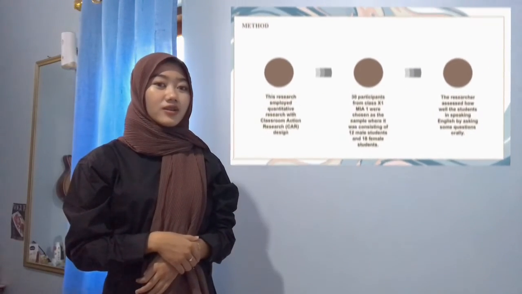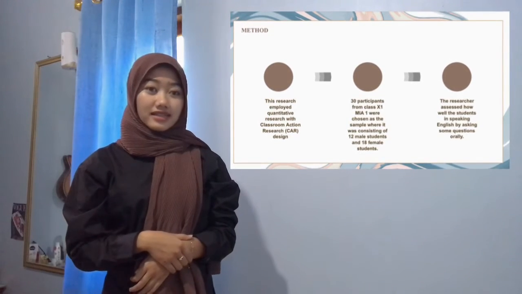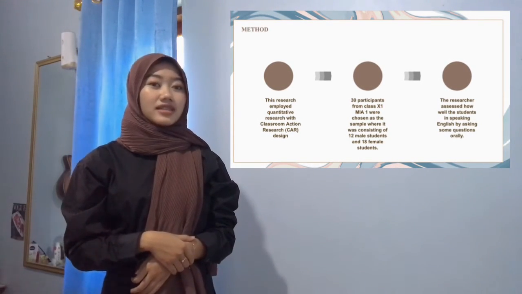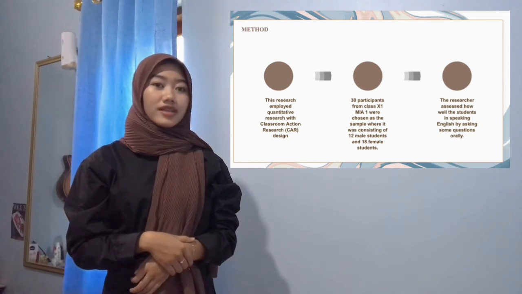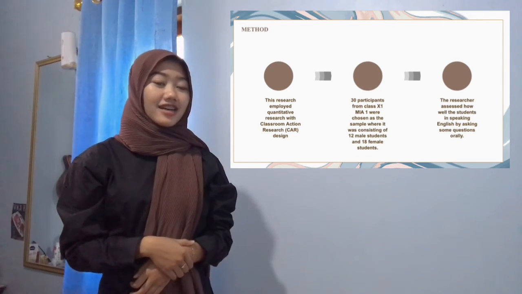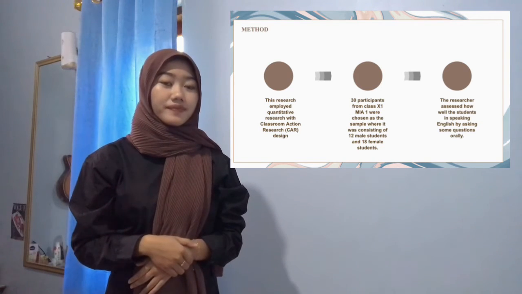The next is method. The research employed quantitative research with classroom action research or CAR design. Creswell noted that quantitative research is the process of collecting, analyzing, interpreting, and reporting the result of the study. The research was conducted at SMA 2 Mamuju, where the second grade students were chosen as the participants of the research. For the sample, the study employed simple random sampling.